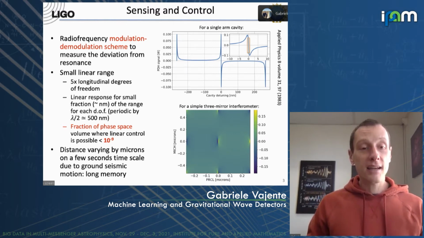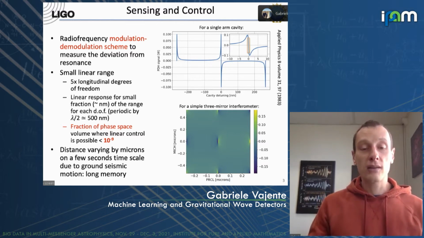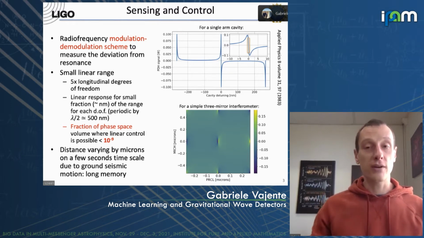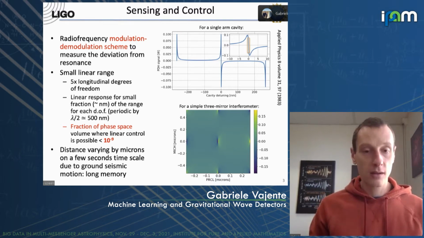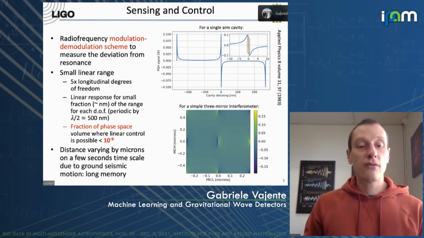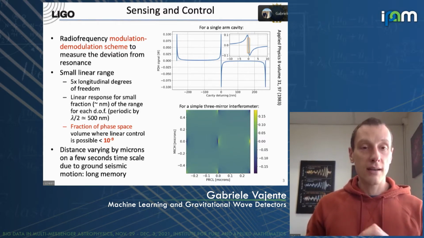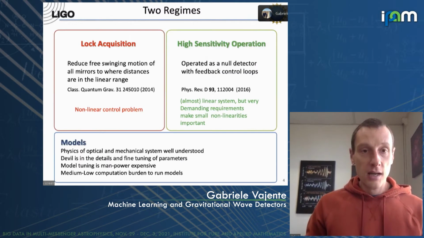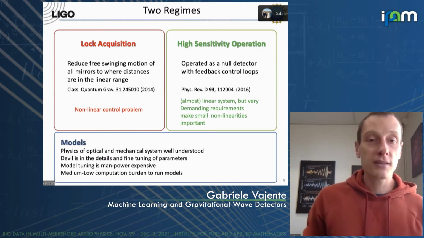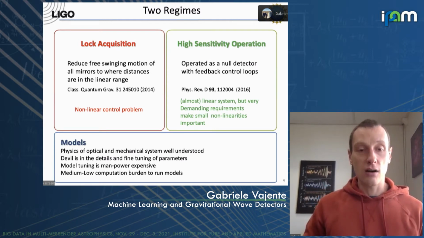The complexity added on top of it is that you really also need to track what happened to the system over quite a long time, on the order of seconds, because of the long memory in the dynamics. So here's a little bit of an idea of what kind of control and sensing problem we have. I'd like to distinguish now two different regimes in the operation of our detector.